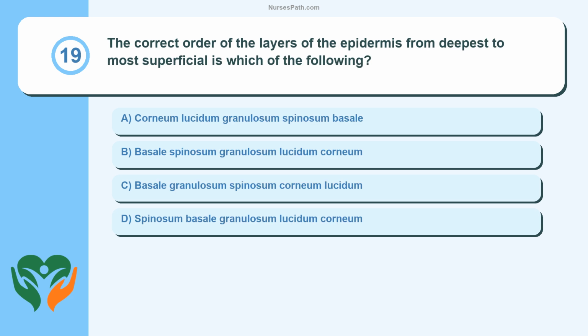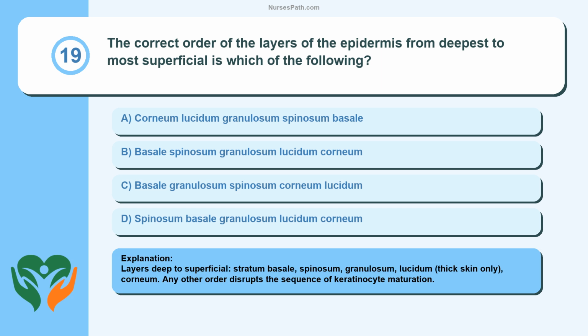Question 19. The correct order of the layers of the epidermis from deepest to most superficial is which of the following? Corneum, lucidum, granulosum, spinosum, basale; basale, spinosum, granulosum, lucidum, corneum; basale, granulosum, spinosum, corneum, lucidum; spinosum, basale, granulosum, lucidum, corneum. Layers deep to superficial: stratum basale, spinosum, granulosum, lucidum (thick skin only), corneum. Any other order disrupts the sequence of keratinocyte maturation.